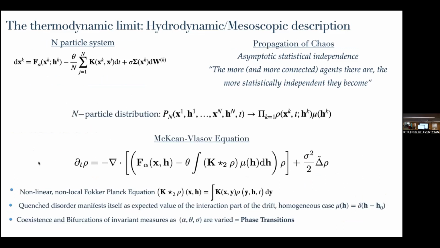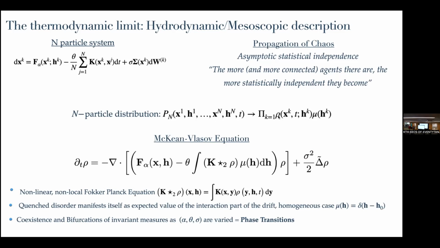In mathematical terms, there are different ways to see how this happens, but the easiest way for me is to say that if you have the complete microscopic system, which is described by an n-particle distribution, then propagation of chaos happens, and it means that this n-particle distribution in the thermodynamic limit factorizes into identical single particle distributions rho, and mu, which is just the distribution of the quenched disorder, and that's identical.